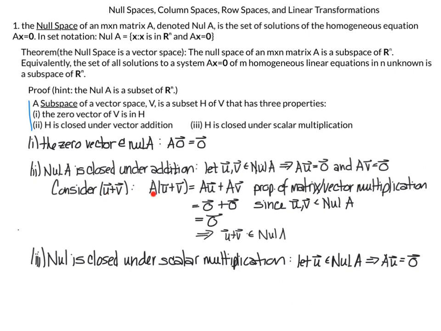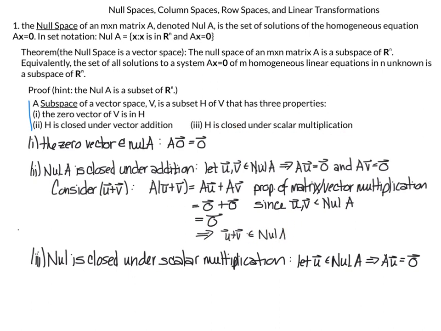So we have A(u + v). By the property of vector and matrix multiplication, that's going to be equal to Au + Av. But since u is in the null space, Au is equal to 0, and since v is in the null space, Av is equal to 0. And 0 plus 0 is 0, and therefore u + v gets mapped to 0, which means it's in the null space of A.